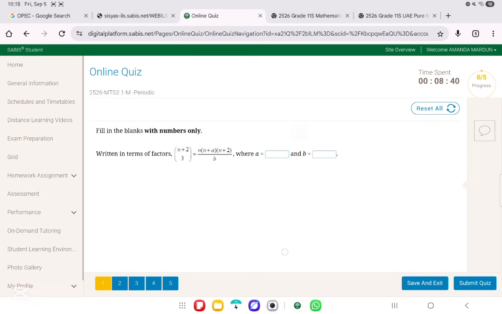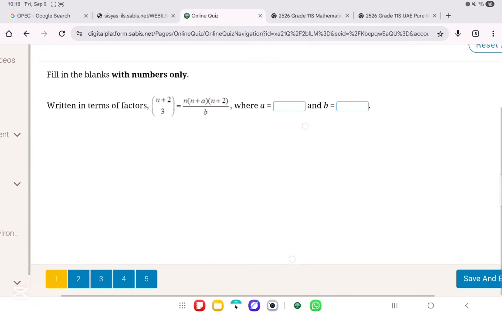Okay, so anyways, with all that being said, let us start with the first question. Written in terms of factors, n plus 2, 3 is equal to n times n plus a times n plus 2 over b, where a and b are constants. They want us to find the values of a and b.